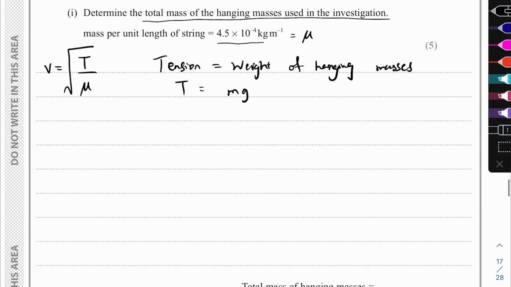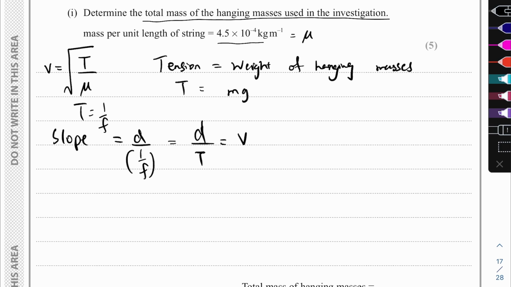So now we can say that slope equals distance over 1 over f, and we know that T equals 1 over f. So distance over time gives us velocity. So therefore now we know distance over time is what? Is 2, but will this give us velocity?